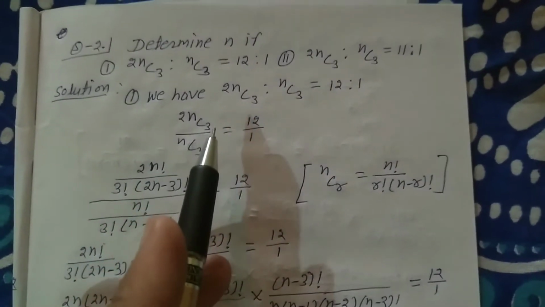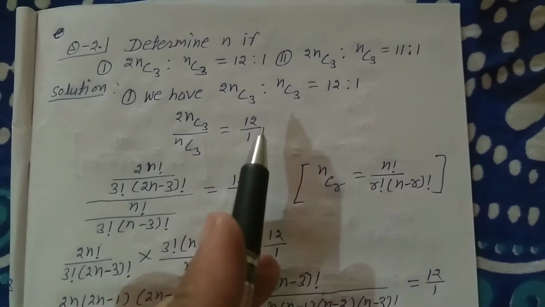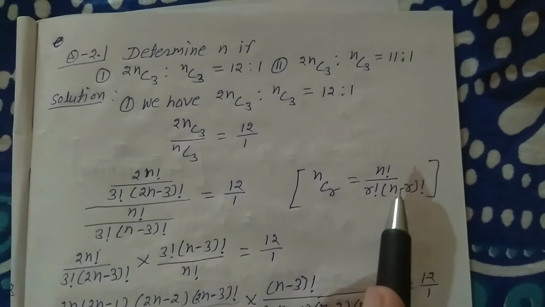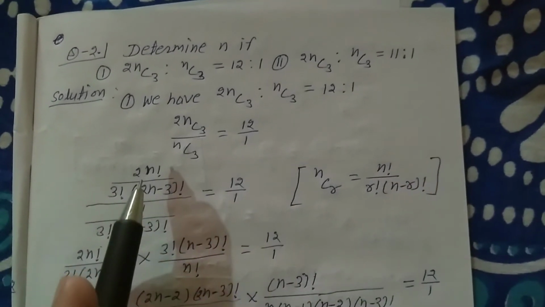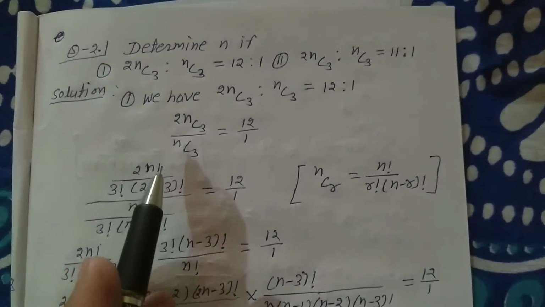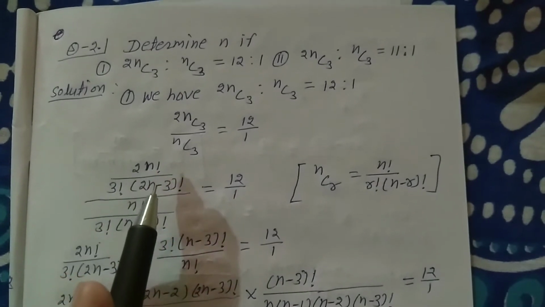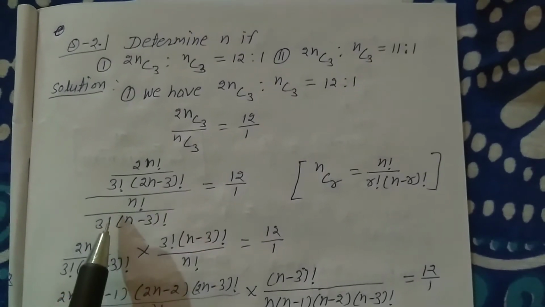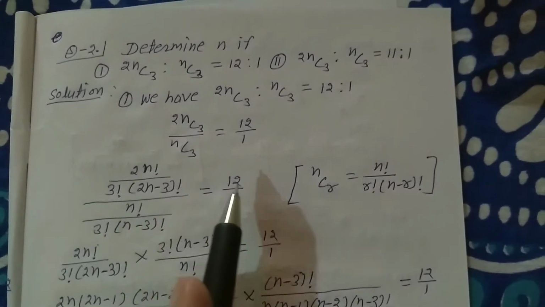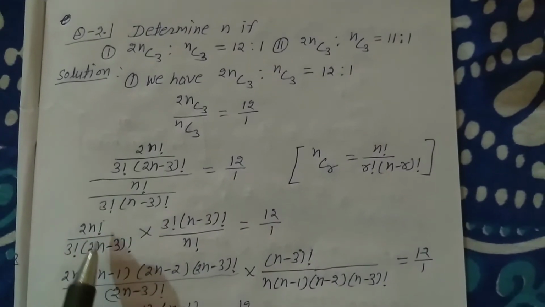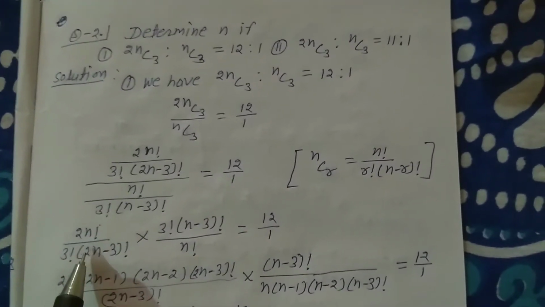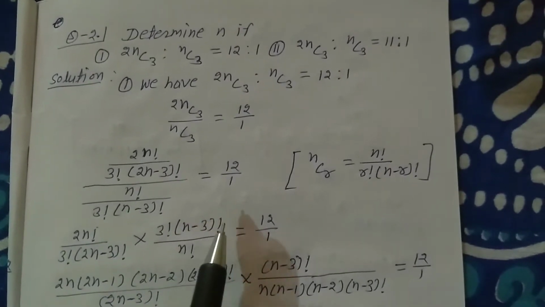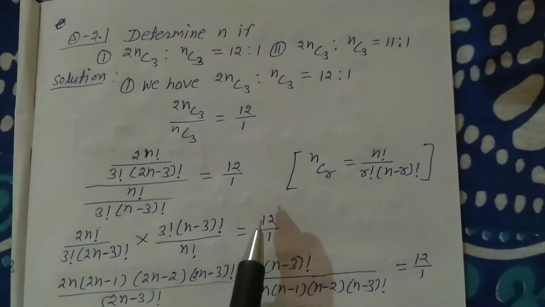So 2nC3 upon nC3 is equal to 12 upon 1. Here the formula used is nCr equals n factorial upon r factorial times (n minus r) factorial. So (2n)! upon 3! (2n minus 3)!, upon n! upon 3! (n minus 3)!, is equal to 12 upon 1. This is expressed as (2n)! upon 3! (2n minus 3)! into 3! (n minus 3)! upon n! is equal to 12 upon 1.